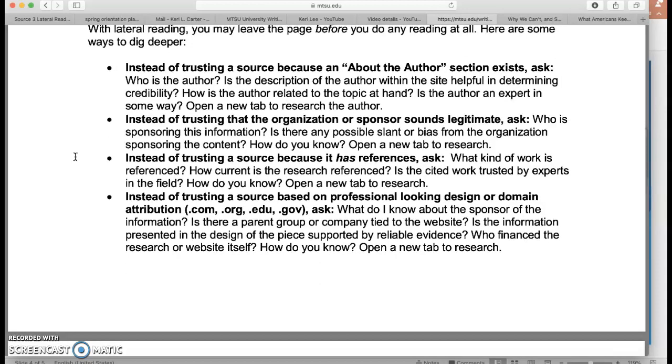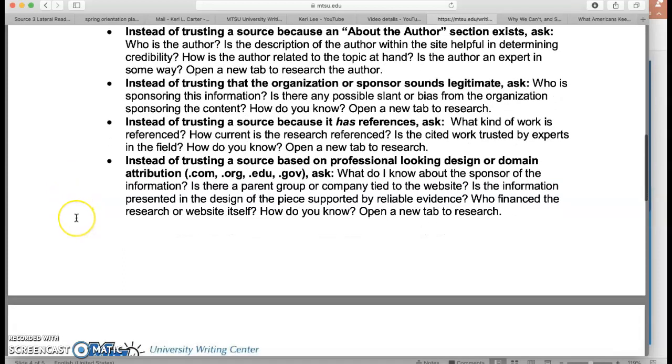Instead of trusting a source just because it has references, start looking at what kind of work is referenced. Is it current? Is it current in the field? Is it cited work that's trusted by experts? How do you know? So open a new tab and figure that out.